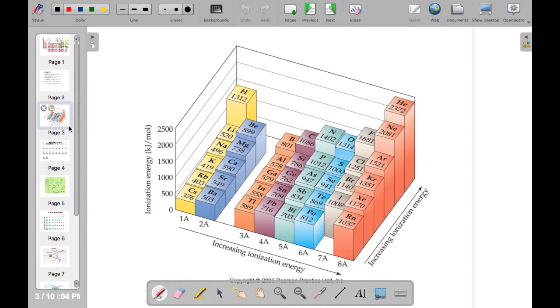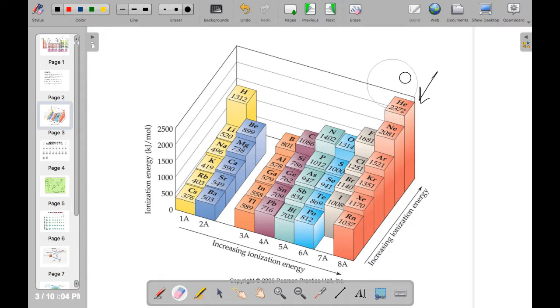And let's talk about the consequence of that. One consequence is that these are non-reactive because they have full valence shells. But another consequence is these halogens are very reactive. Fluorine is extremely reactive. It wants one more electron. This is because of the valence shells. And it's not going to give up electrons because it has a high ionization energy.